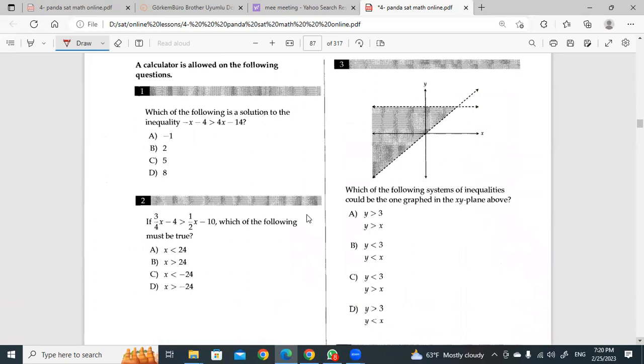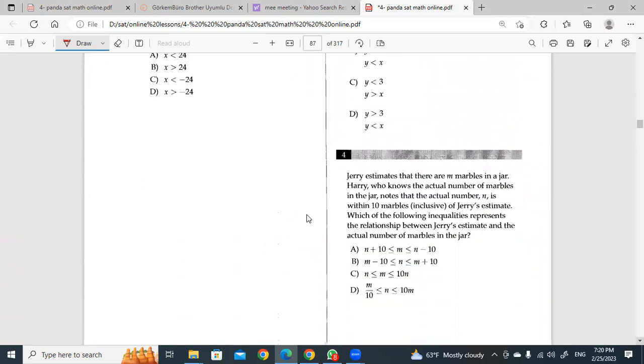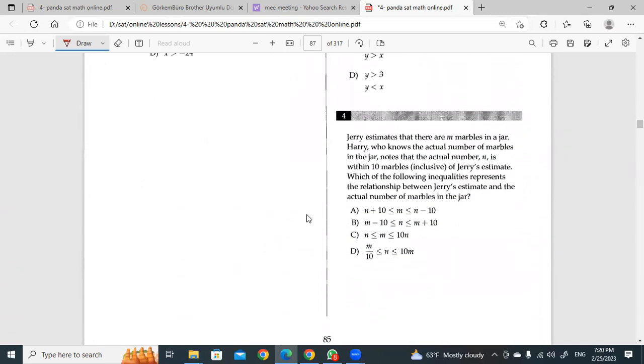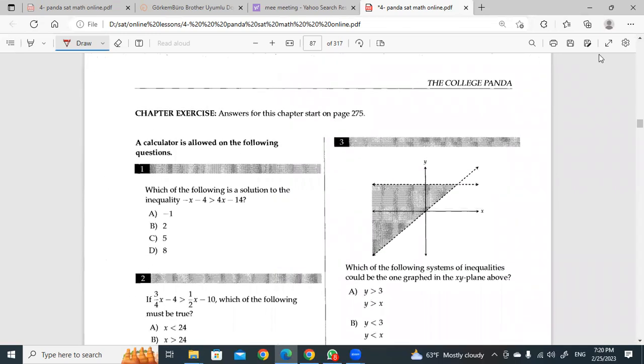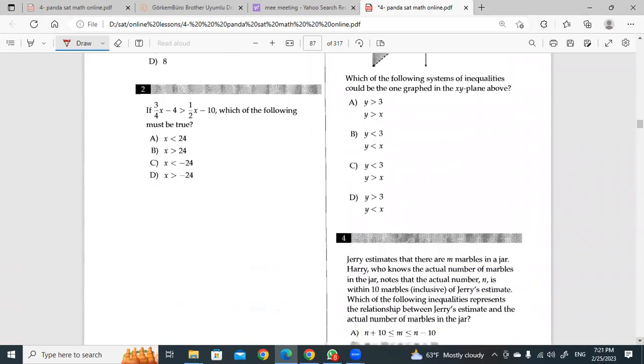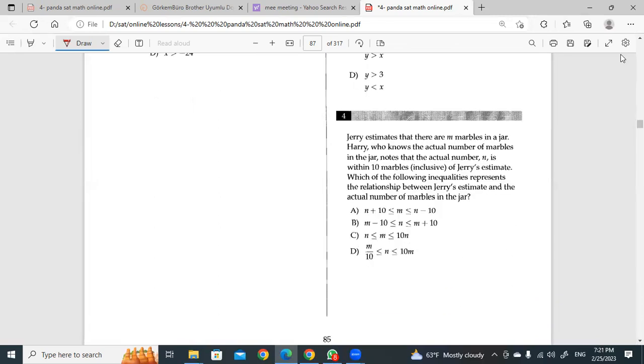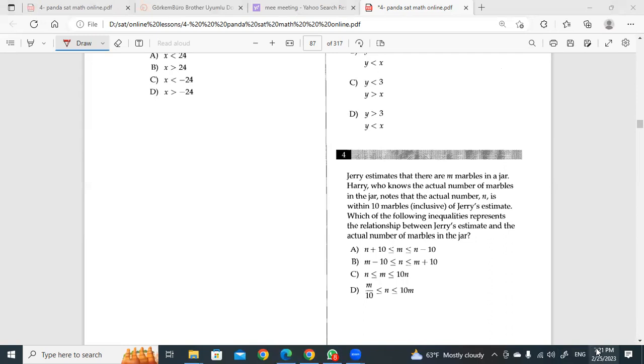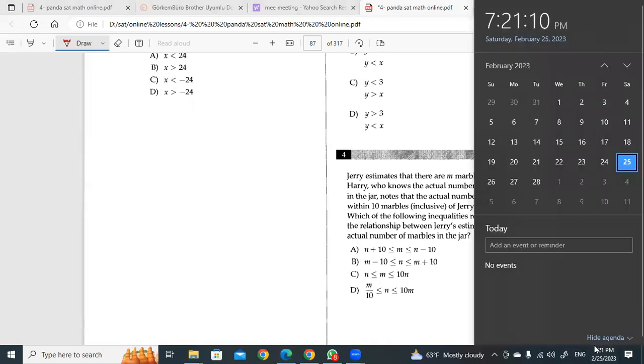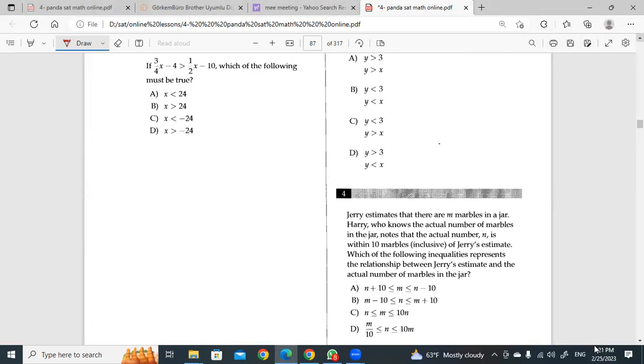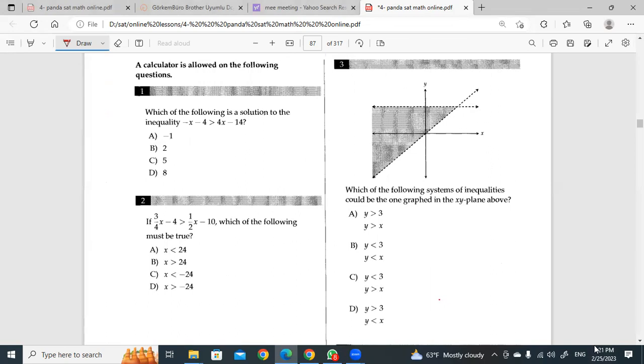Okay. Right now, you have the paper, right? Yeah. Okay. Open the paper from number 1 to number 4. You have to solve this right now, within only 10 minutes. Hurry up. And you can use your calculator. Start.